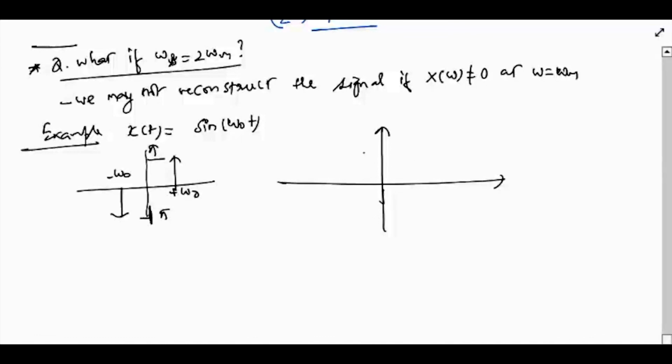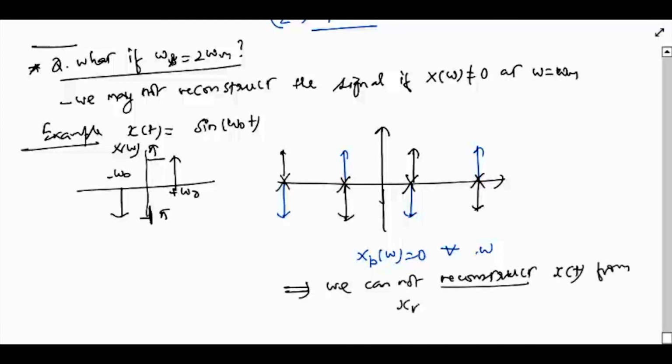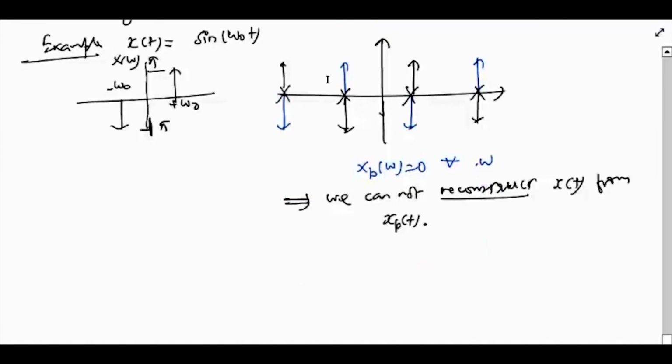I will draw copies of X(omega). So this is X(omega). Here is the next copy. At each point Xp(omega) is nothing but the sum of all these signals. See that the two pulses at all the points neutralize each other because they have the same amplitude but opposite signs. So Xp(omega) is 0 for all omega. Clearly in this case we cannot reconstruct x(t) from xp(t).